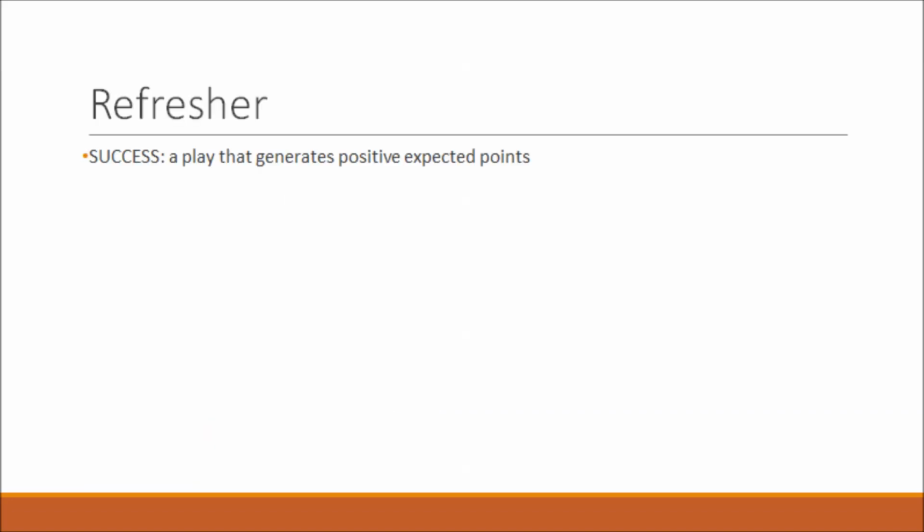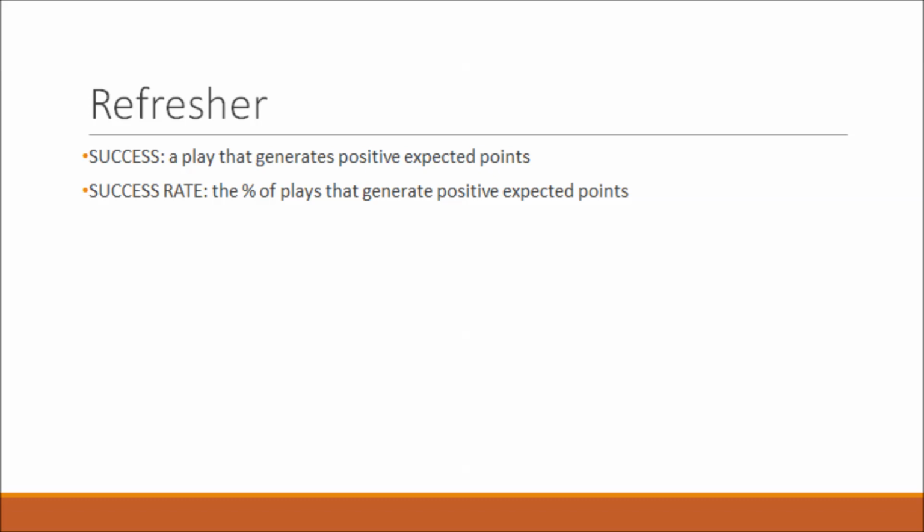So to start off with a little brief refresher, what is success? A successful football play is simply one that generates positive expected points. So we talked about how you're either getting better or getting worse every play when it comes to your opportunity to score points during that drive, and successful plays are the ones that generate positive expected points. And success rate then becomes simply the percentage of those total plays that were positive.